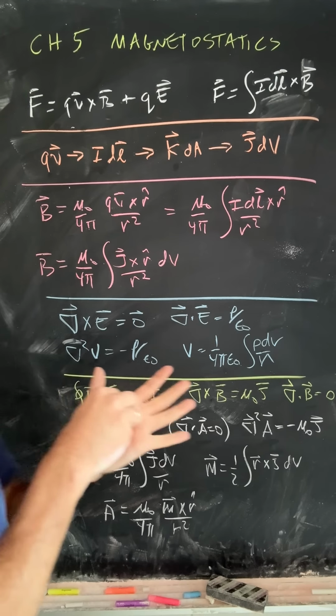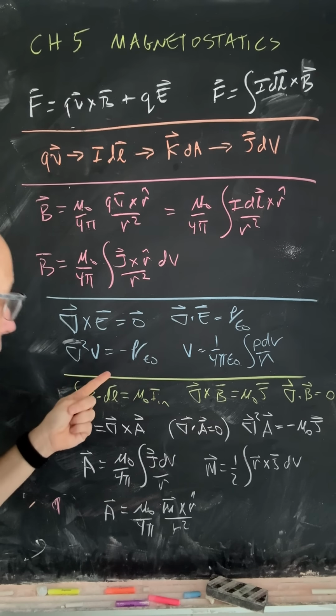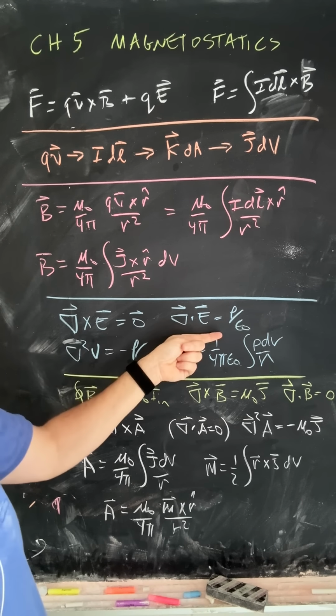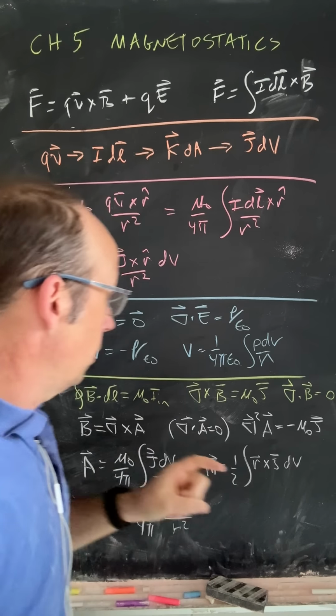Now, in electrostatics, remember we defined the electric potential V based on the curl of E being 0, and then we have Gauss's law right there. And that got us this Laplacian and our definition of electric potential.